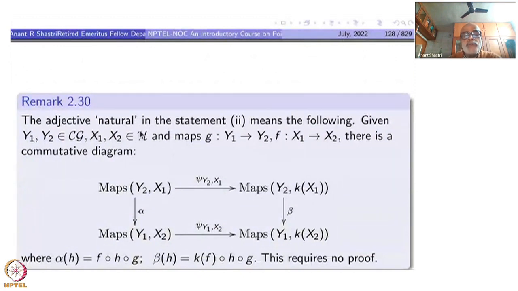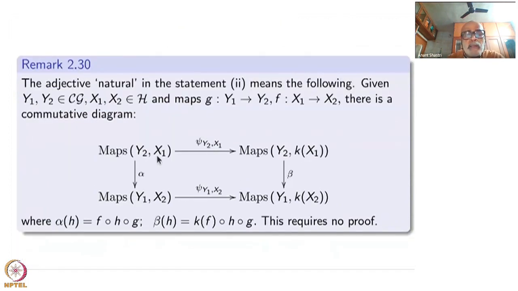So the adjective natural, what is the meaning of natural isomorphism, is the following thing. Though the symbol indicates that it has to follow this domain, the construction of these maps does not depend upon what domain you have. All the time, start with the map and apply the k functor, k of that. So that is why this is natural, that is the meaning of this one. But this naturality property, technically we have to express like this, namely, given y1 and y2 inside CG, x1 and x2 inside H, maps g from y1 to y2, f from x1 to x2. These are totally arbitrary, okay?